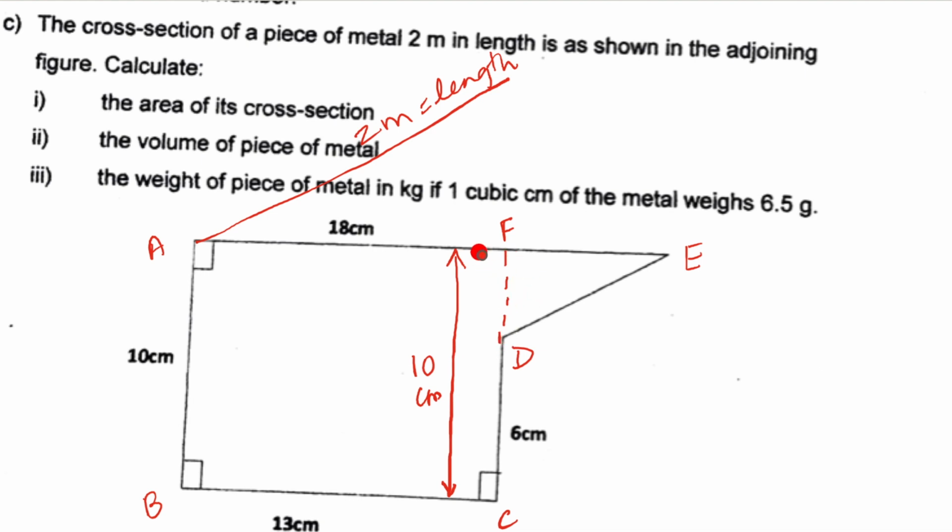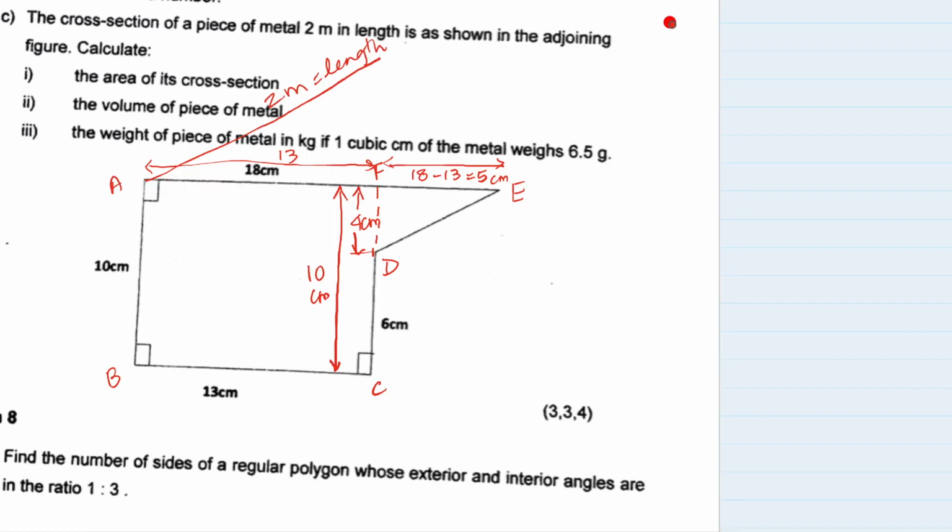So how much will be FD? This is 10, this is 6. So this will be 4 centimeters. Full thing is 18 and this is 13. So from here to here, this is 13. So from here to here, it is going to be 18 minus 13, which is equal to 5 centimeters. All right. So let us write over here the question number 7C.